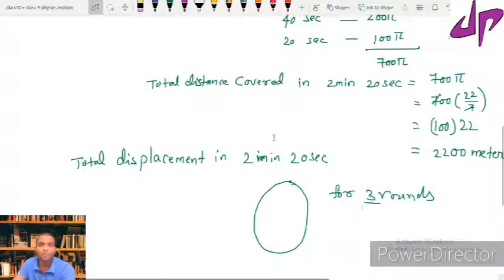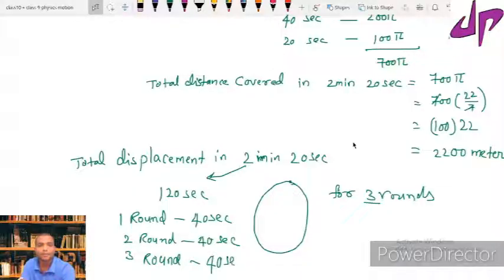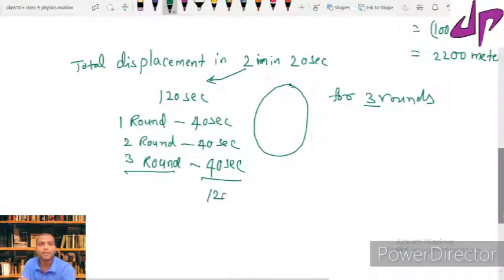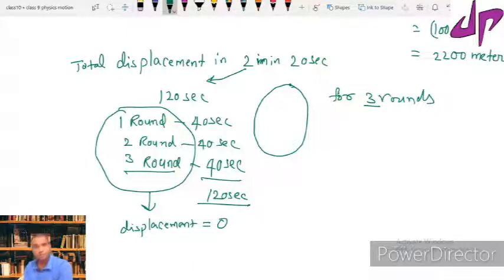You convert the 2 minutes into 40 seconds each. 2 minutes contains 120 seconds, so one round takes 40 seconds. The first round took 40 seconds, the second round also took 40 seconds, and the third round took 40 seconds. So for the 3 rounds the total is 120 seconds. In the first 3 rounds the displacement is 0, but he covered another 20 seconds.